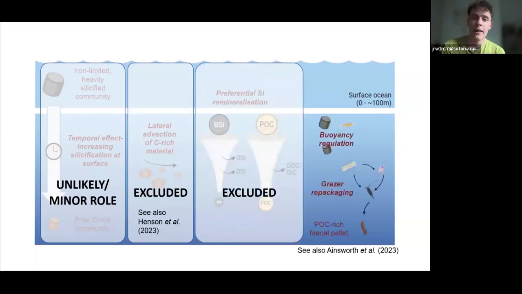And then that led us to hypothesize that ecosystem processes could be decoupling the silica and the carbon fluxes into two independent pools. So some poorly transferred, maybe slow sinking silica-rich pool and a rapidly sinking carbon-rich pool. So for instance, this could be buoyancy regulation, fragmentation, greater repackaging of carbon.